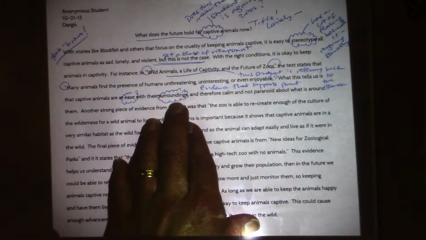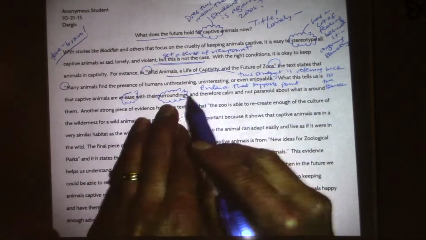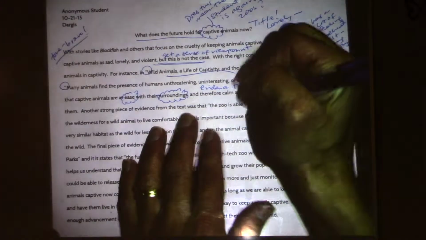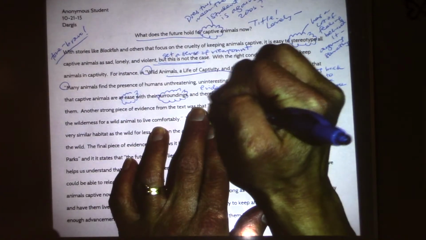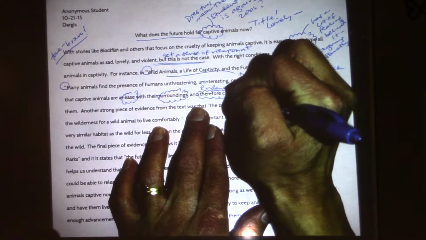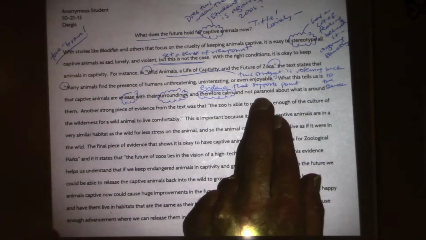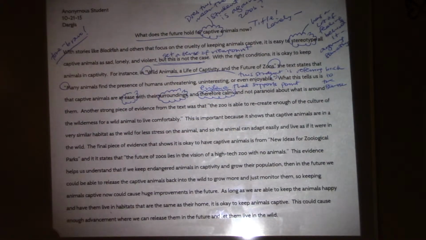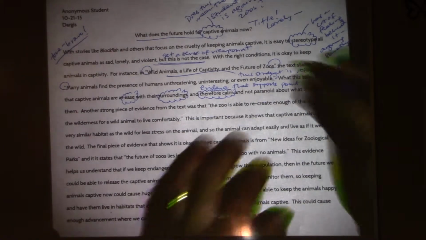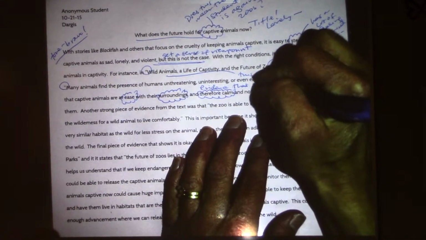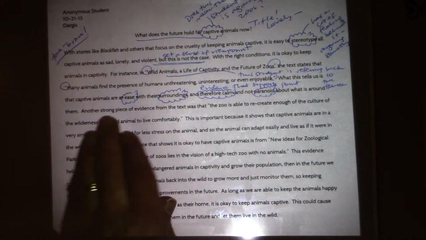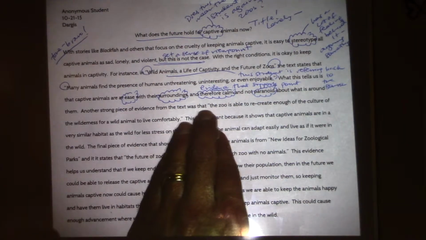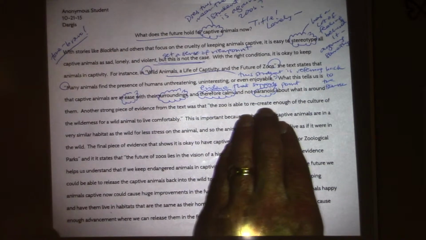They could have just said, animals are comfortable at the zoo, right? But they didn't do that. And therefore, calm. Okay, I really like this part too. And I'm going to cheat again because I'm clouding two words right there. And not paranoid about what is around them. Paranoid is also a strong word. It has a strong suggestion to it, and I like the flavor there. Nice.